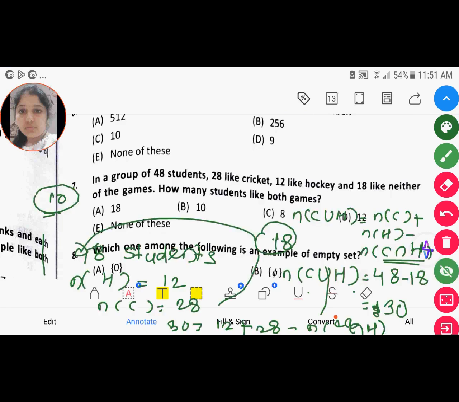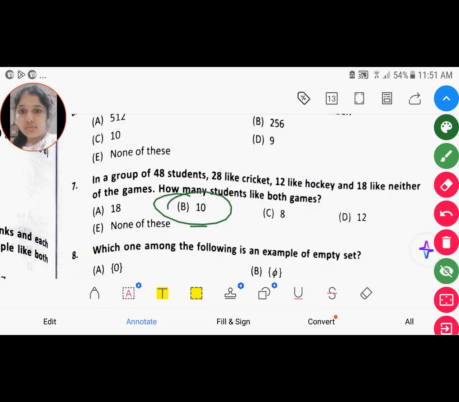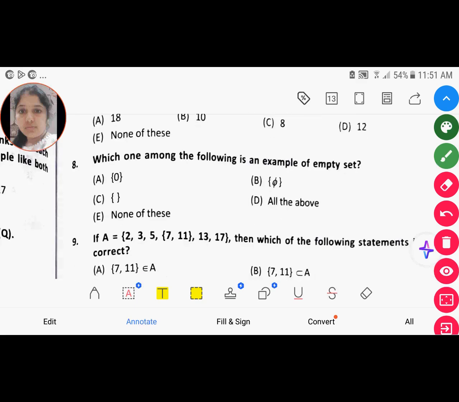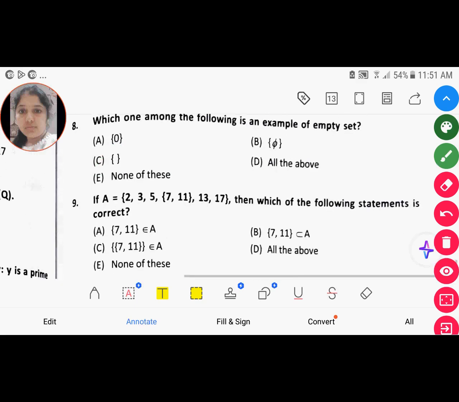So 10 students like both the games. Now which one among the following is an example of an empty set? So we know the empty bracket is an example of an empty set. So answer C is the correct answer.